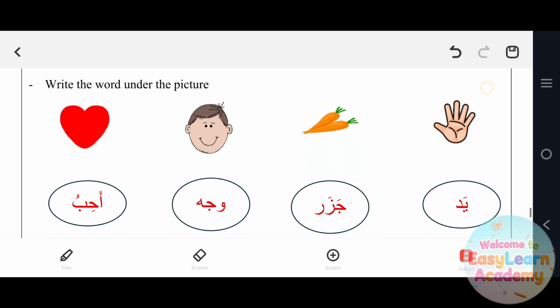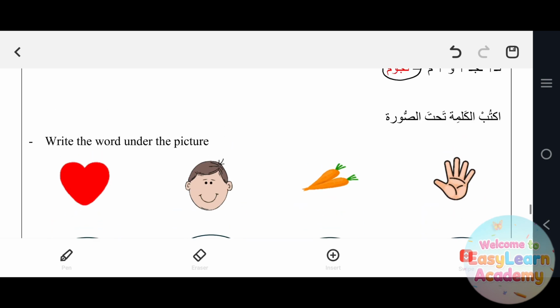Now we are moving to the next one. Write the word under the picture. The first one is hand, the second one is carrots, the third one is face, and the last one is heart.